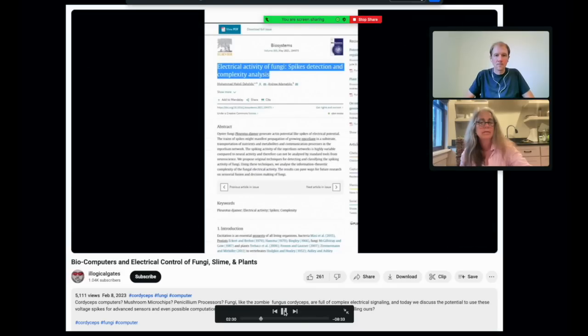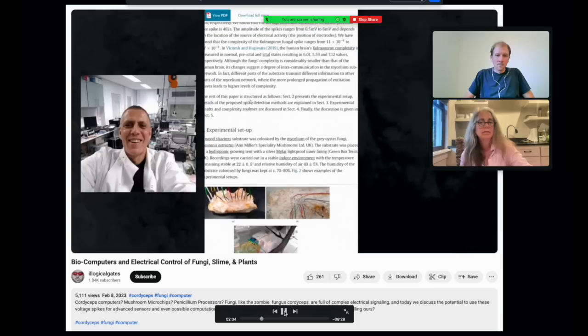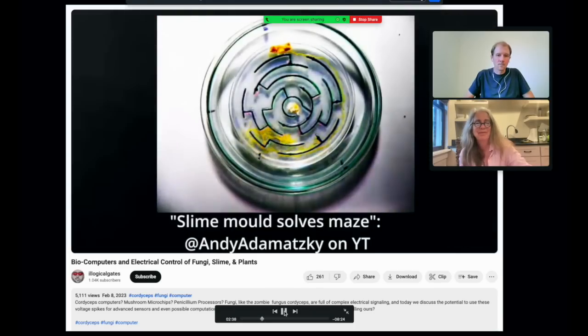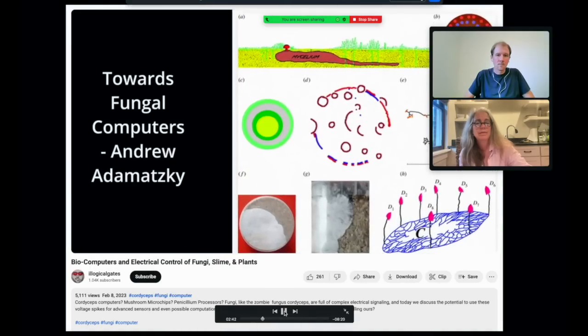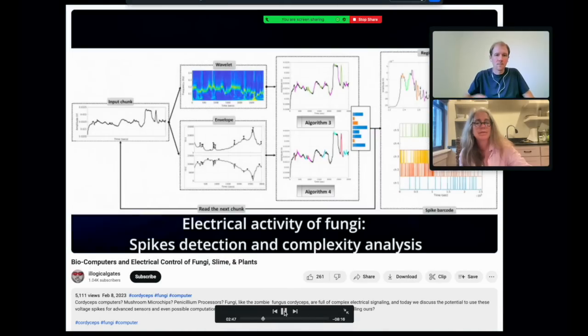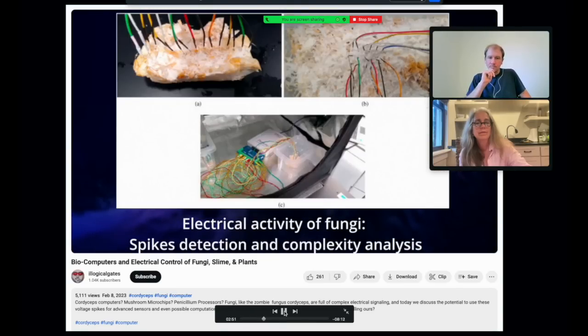There are multiple researchers looking into the electrical and computational potential of fungi, like Professor Andrew Adamatsky, who is the director of the Unconventional Computing Laboratory and has published papers on this very subject. One was titled, quote, Towards Fungal Computers, and Dr. Mohammed Mahdi Deshibi, and I apologize for any mispronunciations, has published research with titles such as Electrical Activity of Fungi, Spikes Detection, and Complexity Analysis.